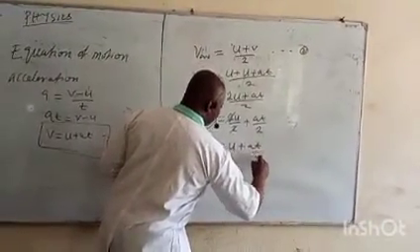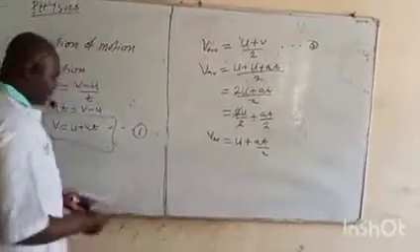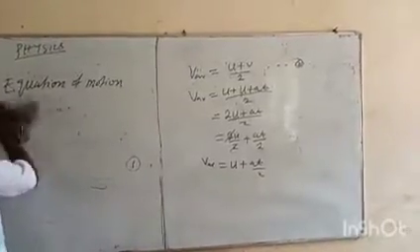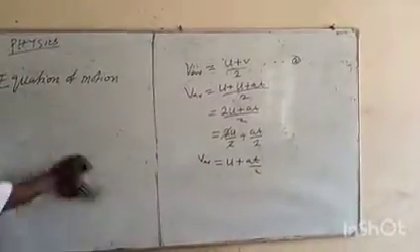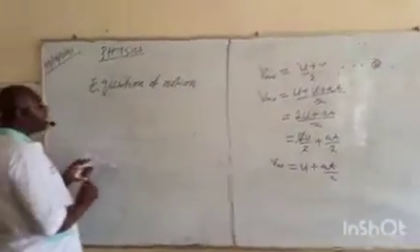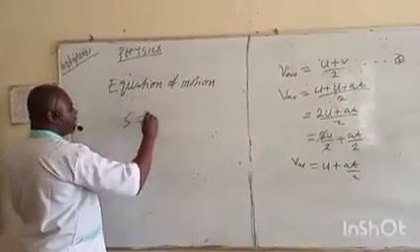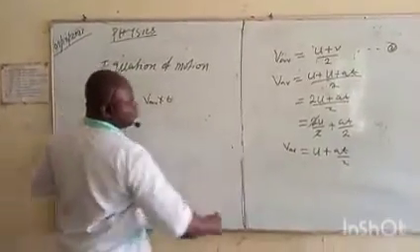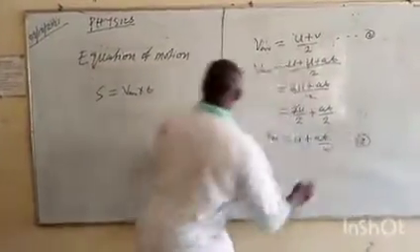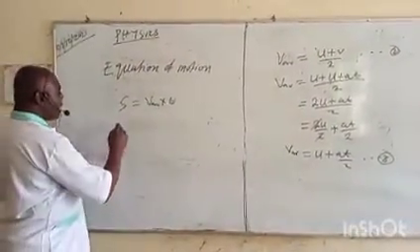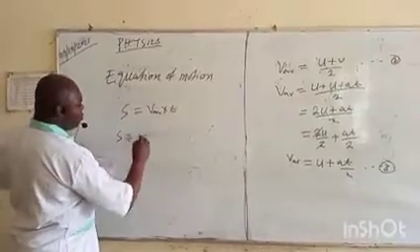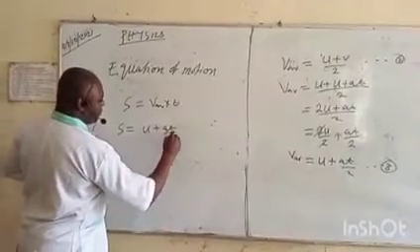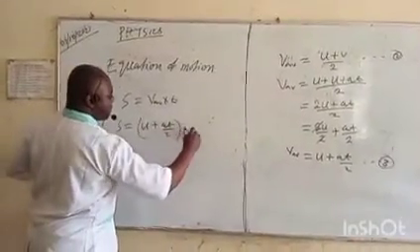We now have the average velocity equal to U plus At all over 2. And therefore, remember that distance is average velocity times time. Distance is average velocity times time. So it implies that distance is what? Average velocity times time. Now bringing this, which we call equation 3, into this, we now have that S is equal to U plus At all over 2 times time.